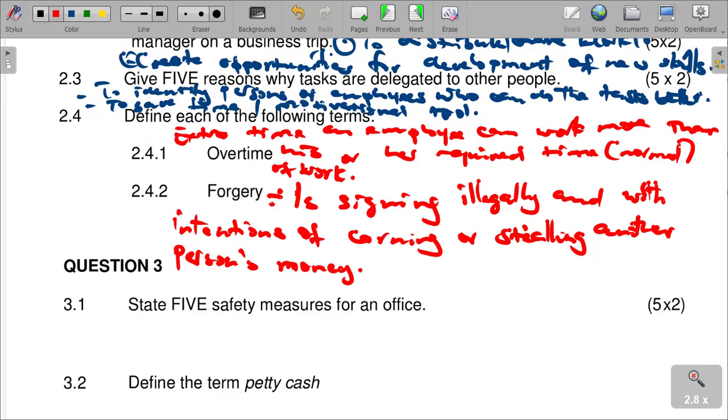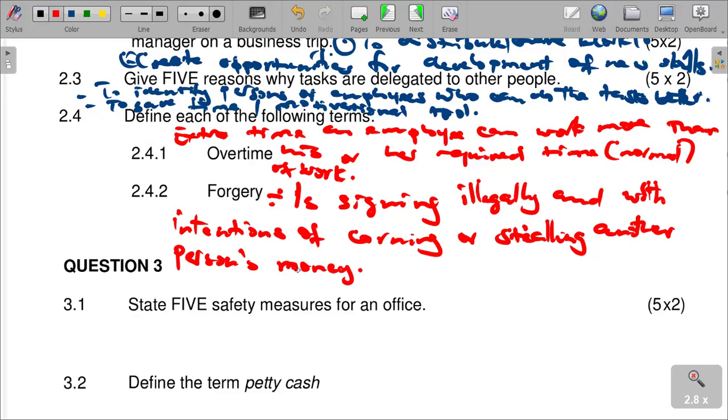So let's just look at the next question. State 5 safety measures for an office. What are the safety measures of an office?